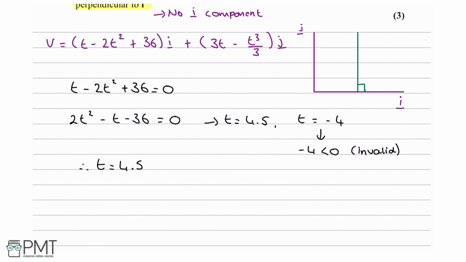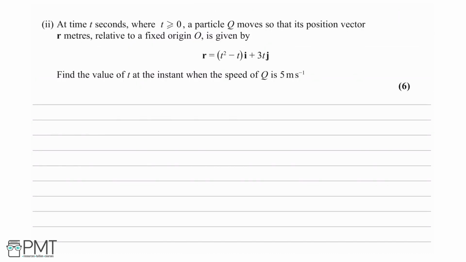So this question is worth 3 marks. Your first 2 marks come from equating your i component of v to 0 to get t minus 2t squared plus 36 equals 0. So this line here gets you your first 2 marks. And then your third and final mark comes from solving the quadratic, getting 2 solutions, and ignoring the invalid one to leave t equals 4.5.